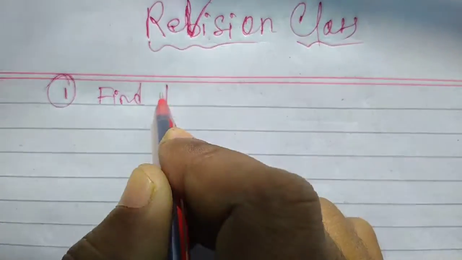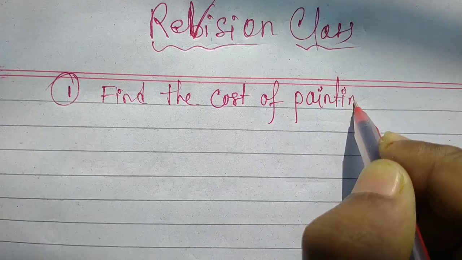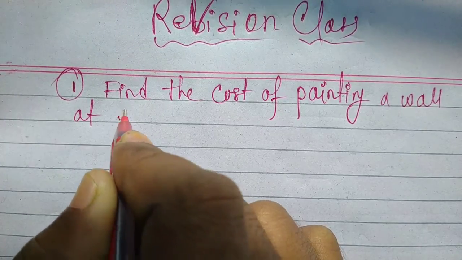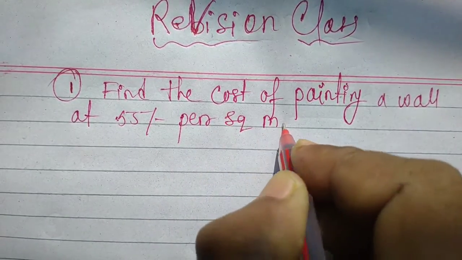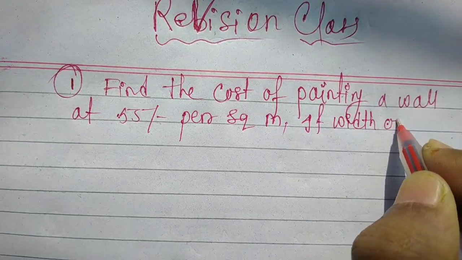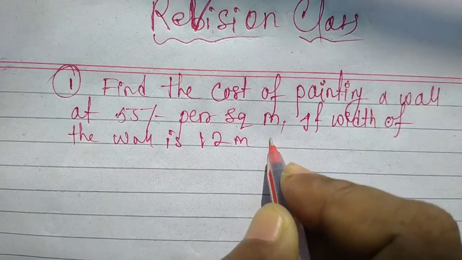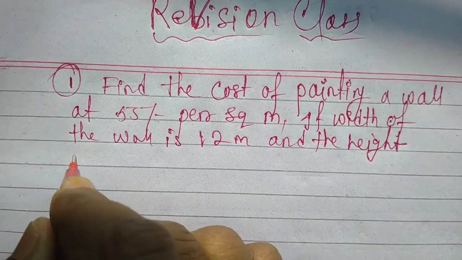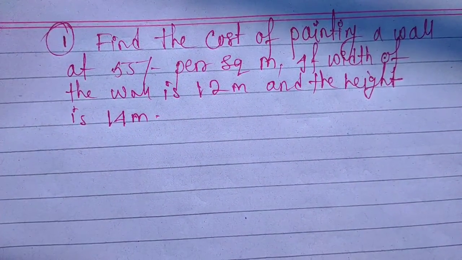Find the cost of painting a wall at rupees 55 per square meter if width of the wall is 12 meter and the height is 14 meter. So just try to read the question properly.